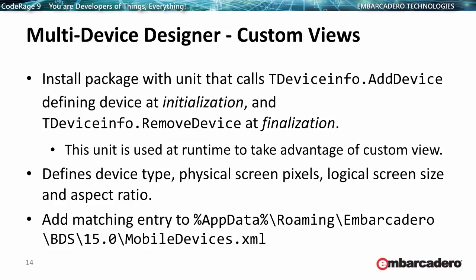Now it comes with a nice selection of default views that you can use, device views you can use, but if you want to add custom views, like for example, for the new Android Wear watches, you can certainly do that. And the information you need here, all you have to do is create a unit in a package that calls TDevice.AddInfo in the initialization section, and then in the finalization section removes that device. And so in AddDevice, you're going to define what that device looks like.